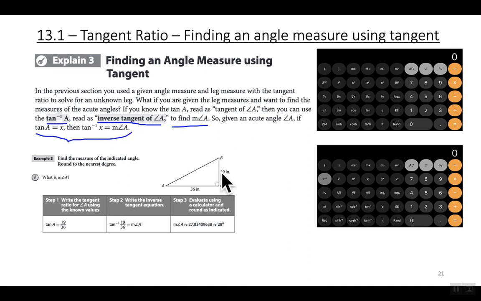But I'm going to show you how to do it. It's actually not difficult, all right? I just had to laugh because that sounds pretty complicated. I got to admit that last part. All right, but look, the important thing that I want you to get from this is whenever you see this, you read this as the inverse tangent of angle A. Let me show you what that means because it's not complicated at all.